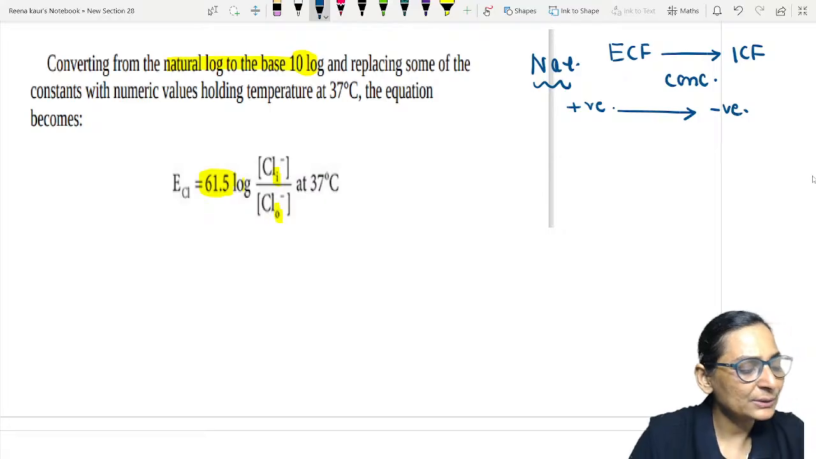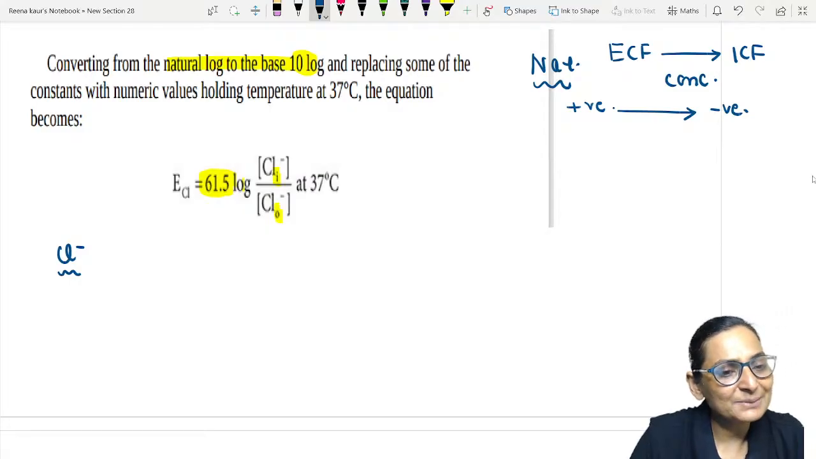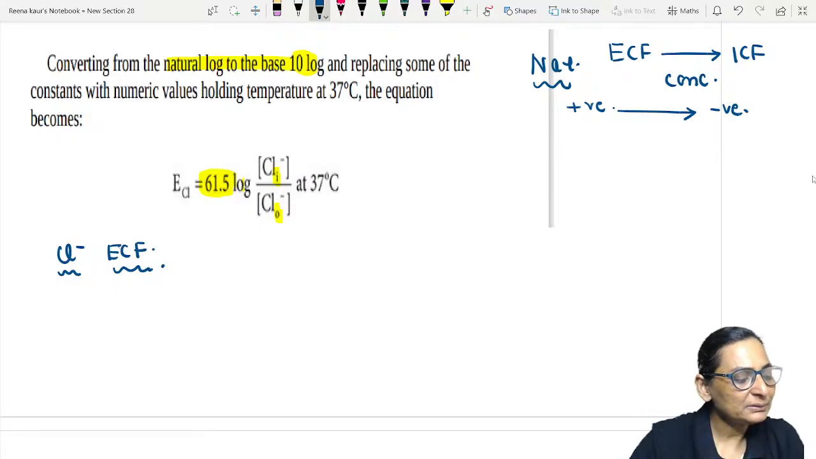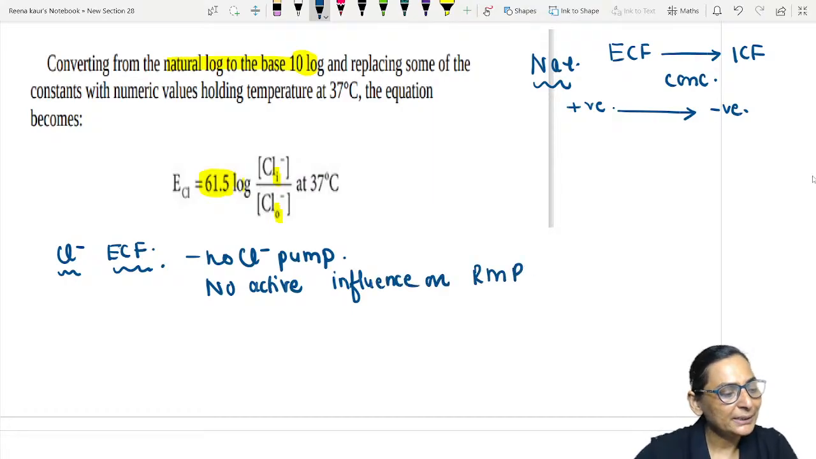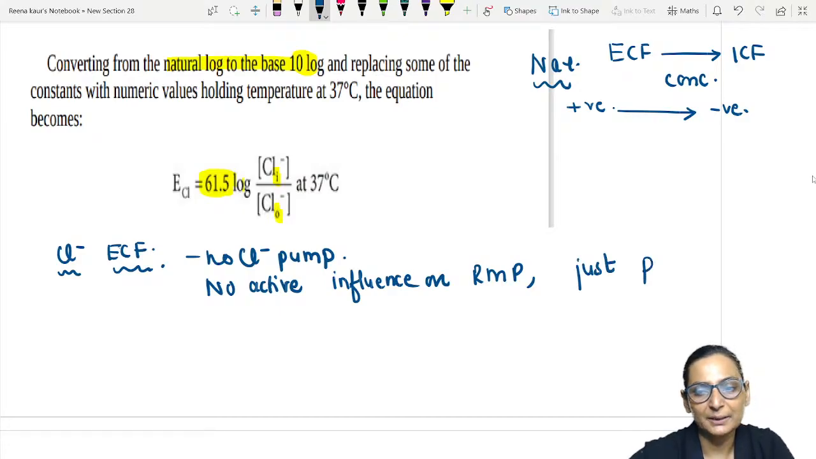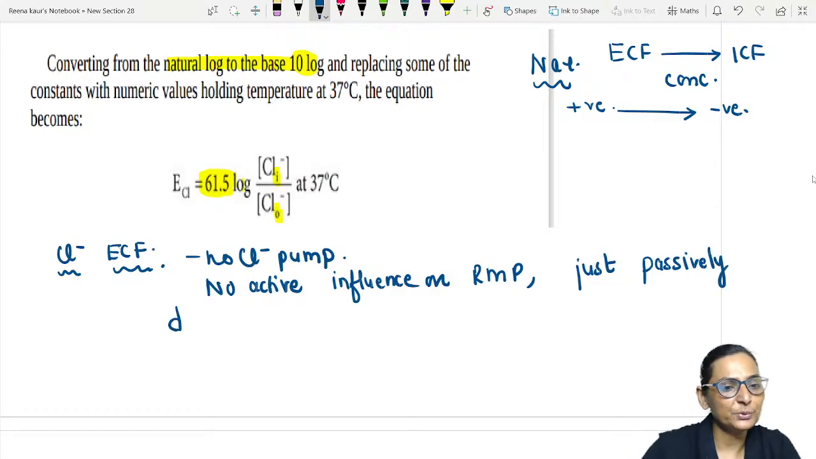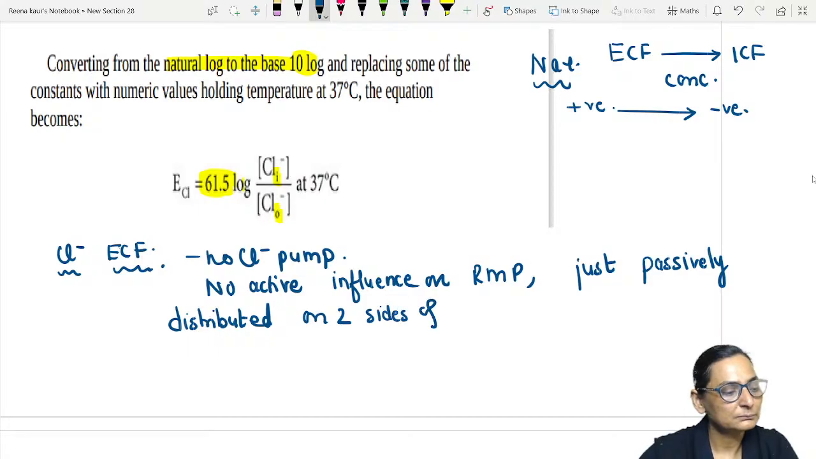And what about chloride? Where is the chloride concentration more? Chloride concentration is more in the ECF, right? So it will also try to come inside. But remember, in chloride, it has no specific chloride pump, as you have specifically for sodium and potassium. So there is no specific chloride pump, and therefore it has no active influence on RMP. It is just passively distributed on the two sides of the cell membrane in accordance with the RMP.